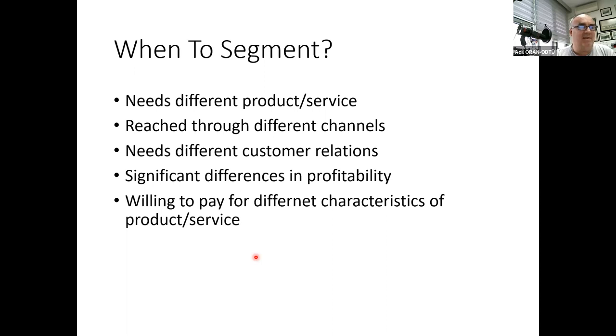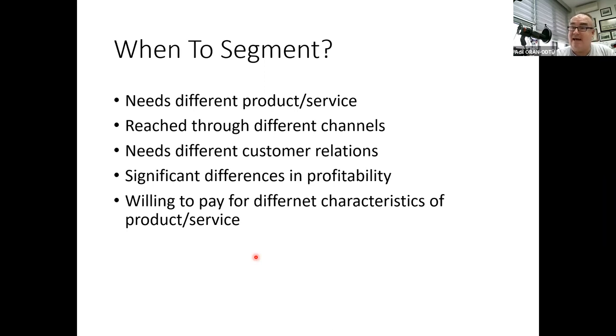So if they need different customer relations, again, the example of my dad, myself, and my son, we probably need different levels of customer relations. I'm happy to do it online or via the ATM, but my dad wants to physically talk with a real individual, wants to have his bank booklets processed and everything written down so that he can actually see it. And significant differences in profitability.